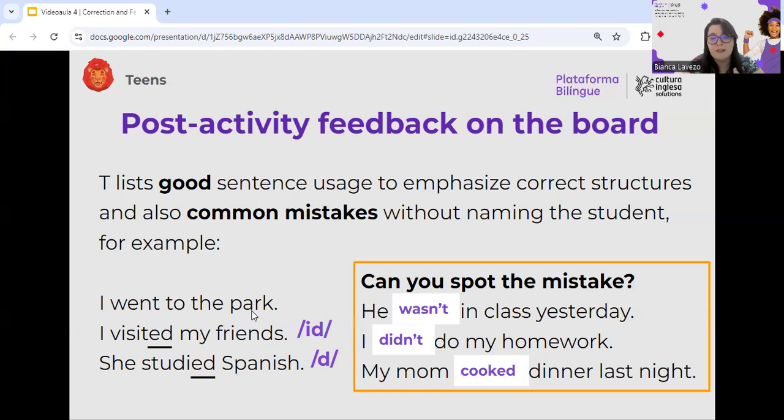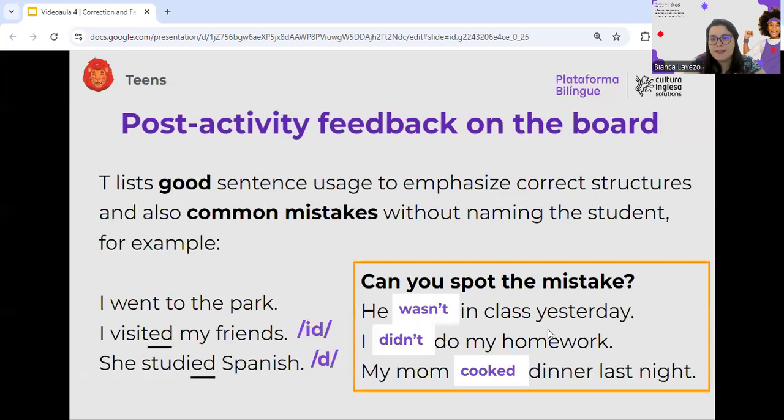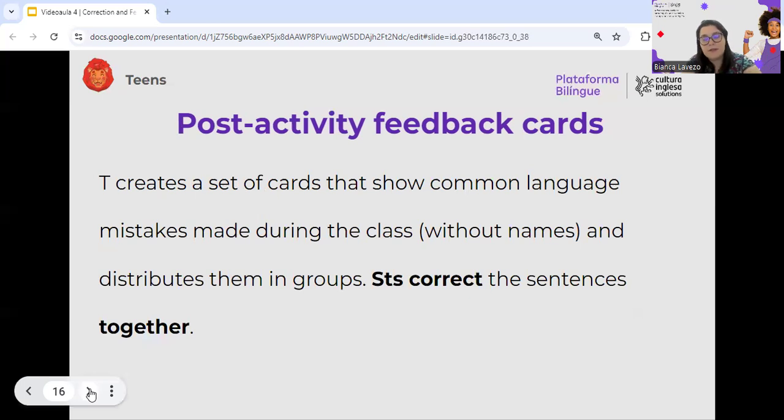This is not the only type of feedback that can be done. Instead of writing on the board, you can use cards, for example. While students are participating in the task, you write the mistakes in cards, and then you just distribute them in groups, and then students correct the sentences together. It's a more student-centered approach. The sentences can be the same as this approach here, but then you're just asking students to do it themselves. So spot the mistakes, correct the mistakes, yeah.